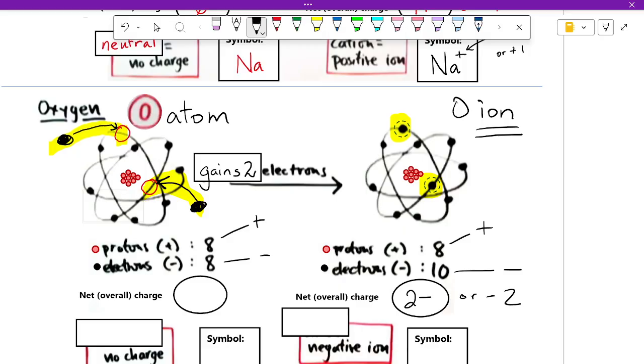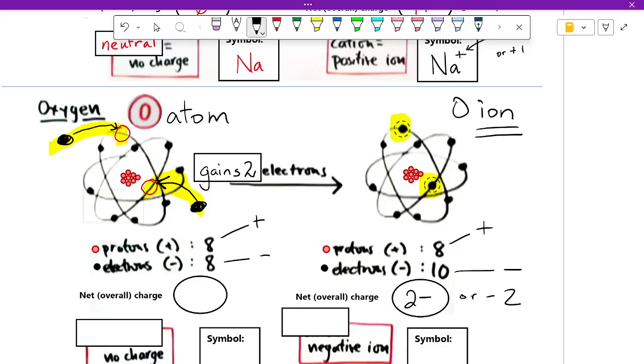The protons never change because if I was to change the protons, like let's say I changed it to 7, I would no longer have oxygen. I would then have nitrogen because nitrogen has 7 protons. Yeah? So the protons never change.